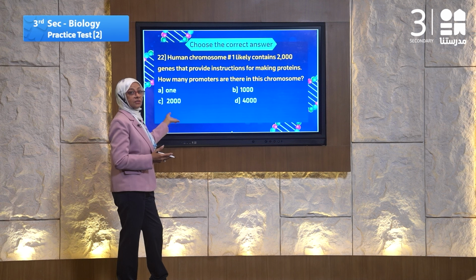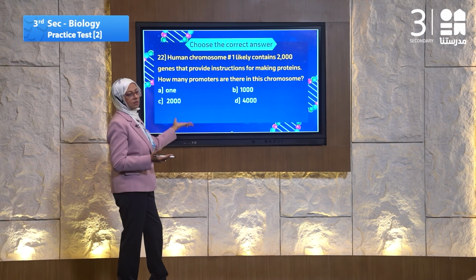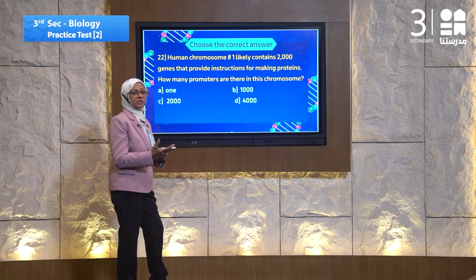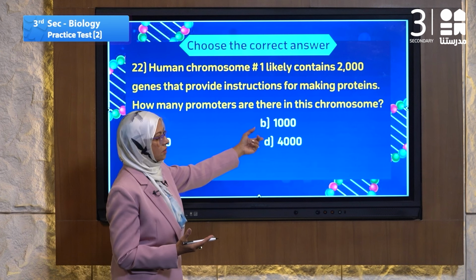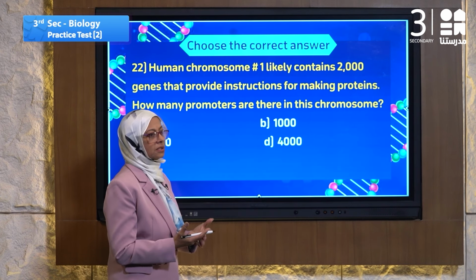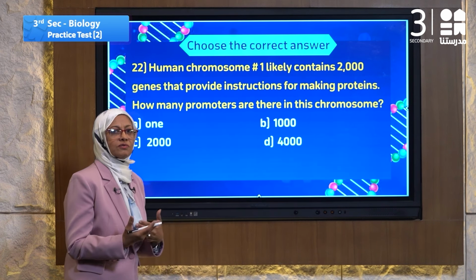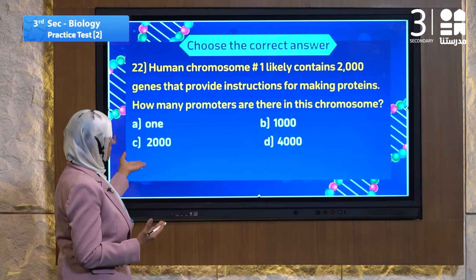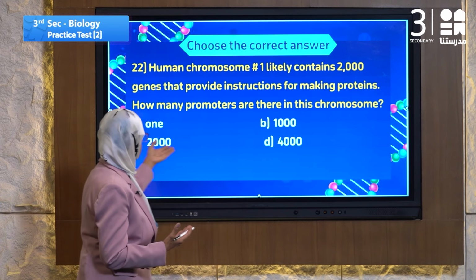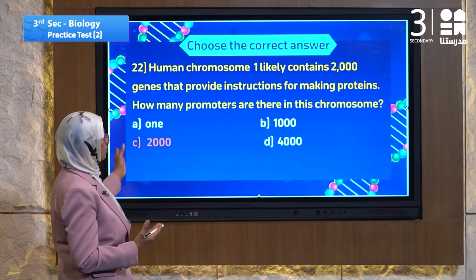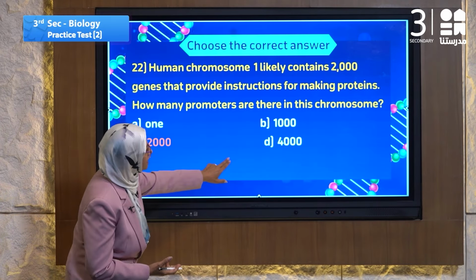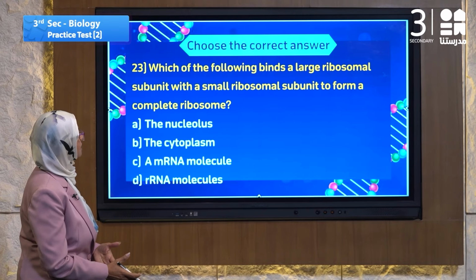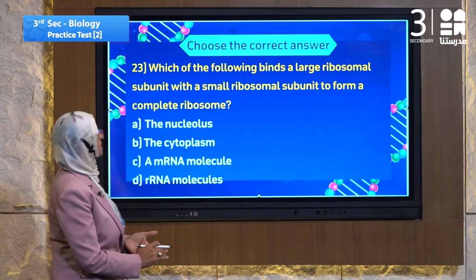Let's read the answers. Number A, 1. No, they are different genes, different proteins. Each protein has promoters. Number B, 1000? No. How do I know that each gene has the same function as the other gene? 2000, 4000? Yes, the answer is 2000 promoters. Let's go to question number 23. Question 23 is about the ribosomal subunit.